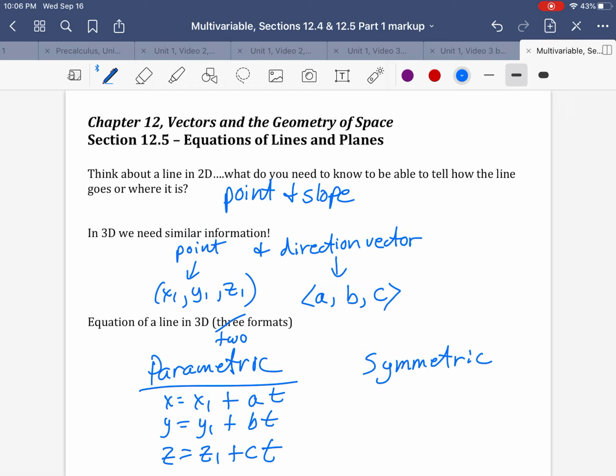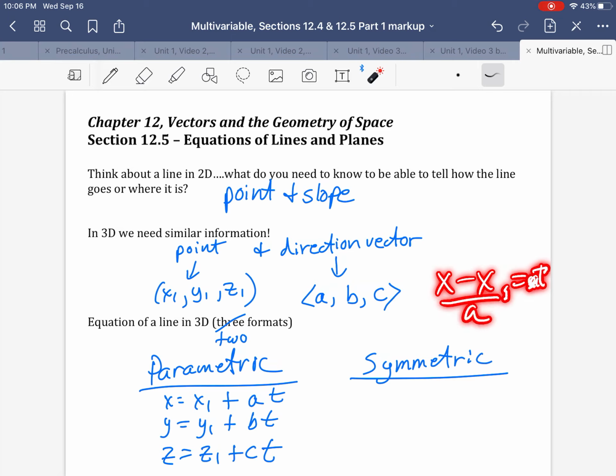Like I said, the parametric form is way more useful and used more often, but sometimes you have symmetric form. So we're going to solve them all for t. If I solved x equals x1 plus at for t, I would have x minus x1 equal to at, and then I would divide everything by a. So my answer would be over a, and this a would be gone.